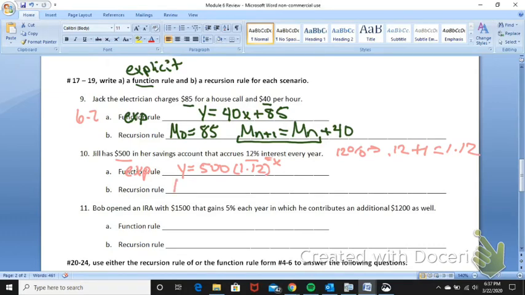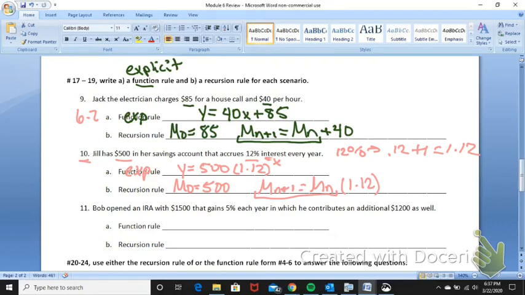Recursive rule, well, she starts out with 500, and then the next part of our recursive rule is always going to be this. And then instead of adding, we're going to multiply by her growth rate of 1.12 there. So that's how we go and solve a problem like number 10.